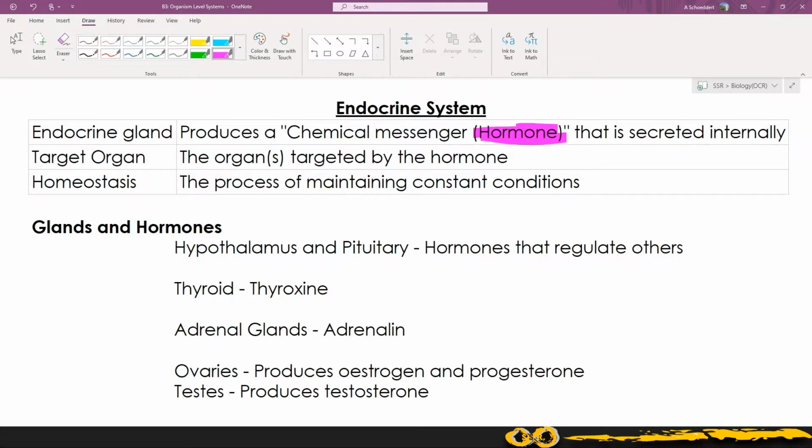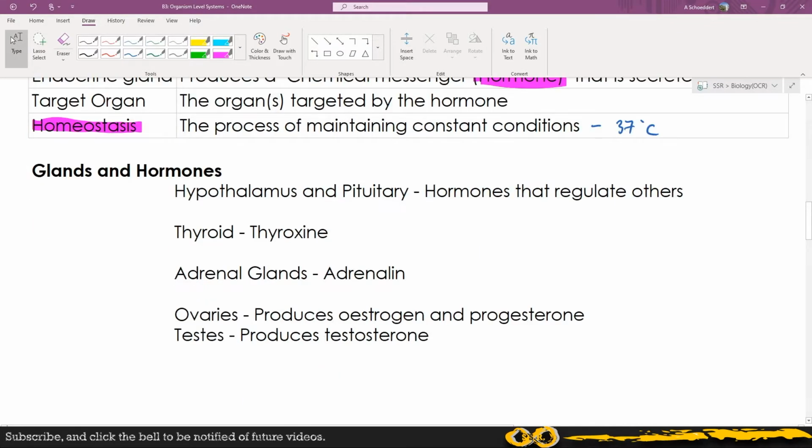And lastly, but most importantly, we have the concept of homeostasis, which is the process of maintaining constant conditions. For example, your body will keep a constant body temperature of around 37 degrees Celsius, and there are other conditions such as blood pressure and blood glucose levels that it will try and keep the same. The endocrine system is made up of a number of different glands, and each of these glands secretes different hormones.